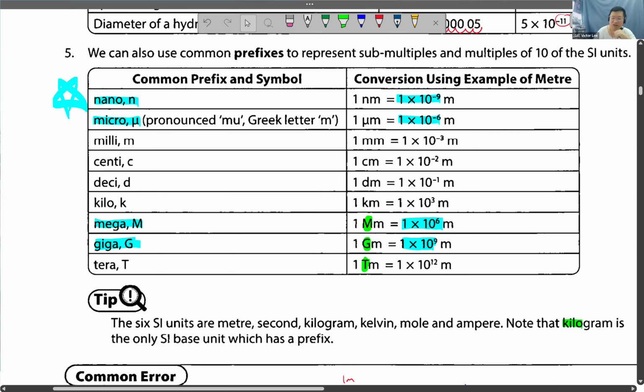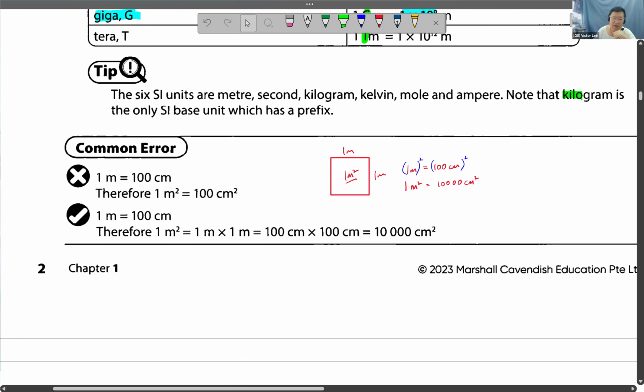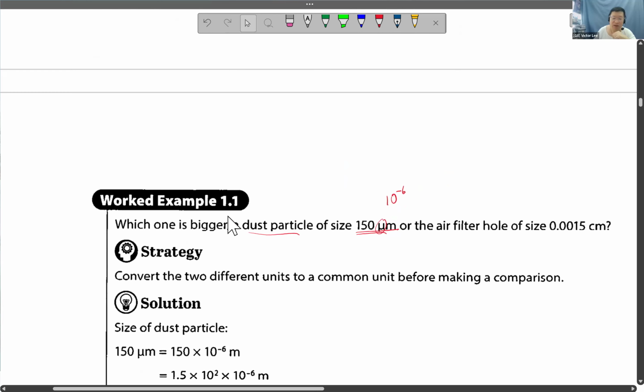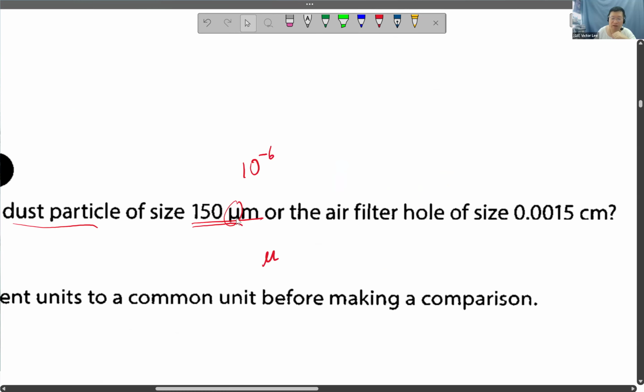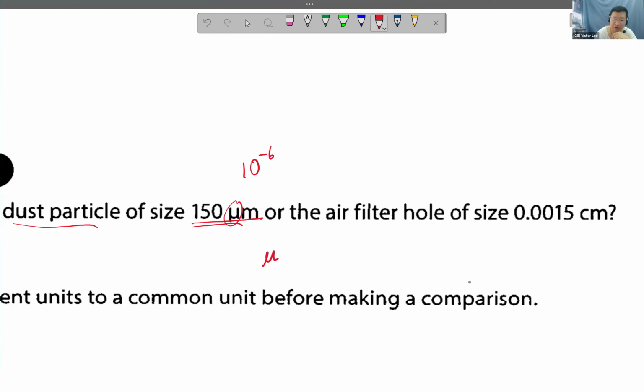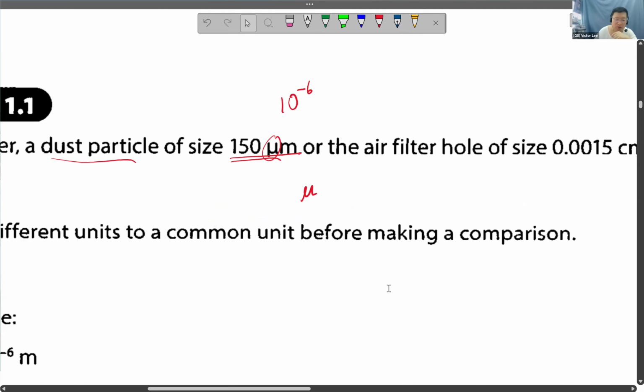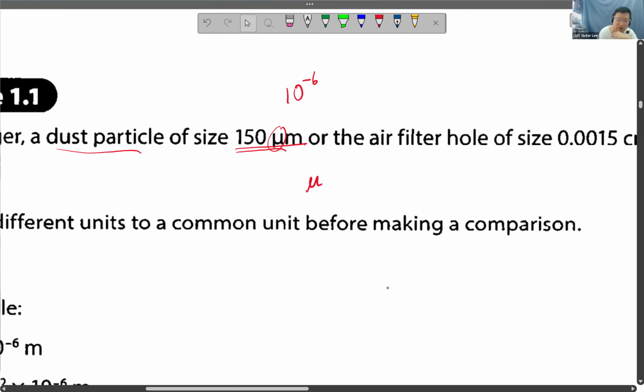Memorize this micro first. So micro is used here. Micro is like a U, like that. Okay, small U. 150 micrometer, or the filter of this size. Which one is smaller? So we have to convert both into meter to compare, right? Okay, so how do you convert? How do you put the micro thing? Look carefully at what I'm doing. Anyway, they did it already here. Straight away the word micro is converted to this.